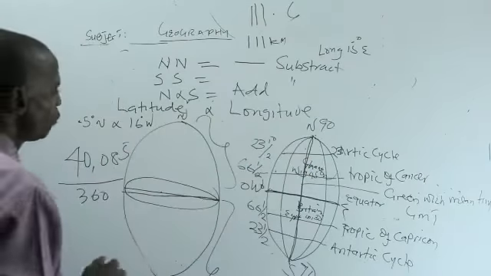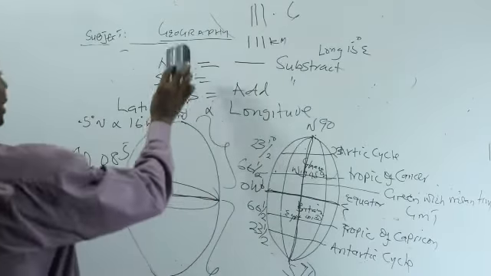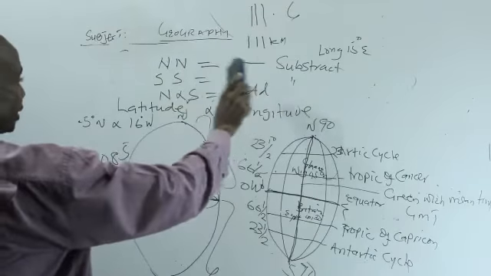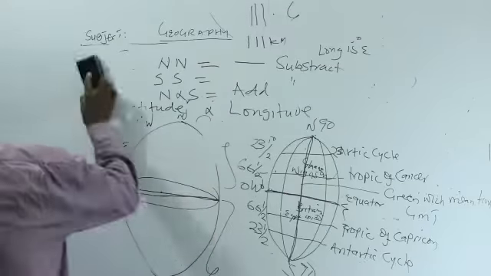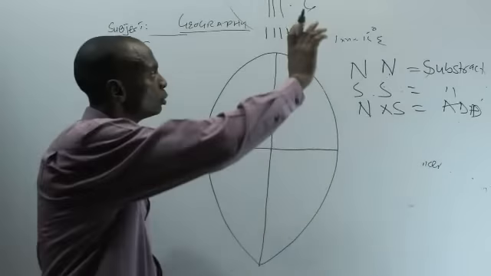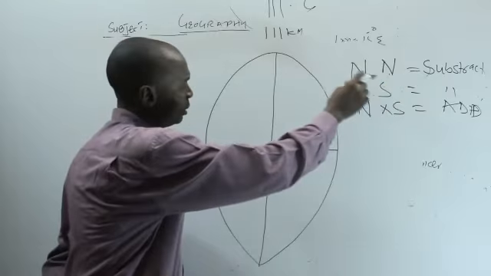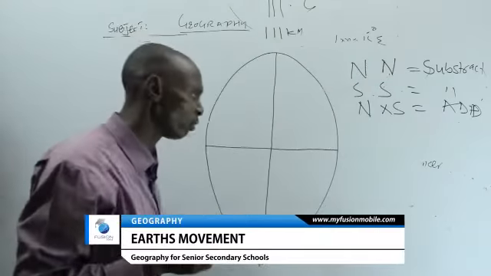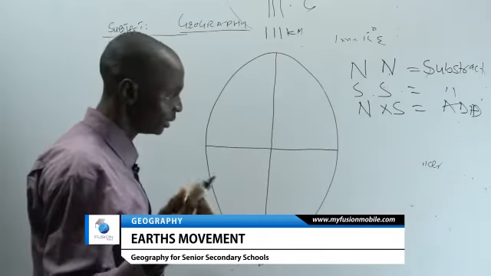Let us solve one example so that maybe you get what I'm saying very well. Remember these 3 steps. North, you subtract. South, you subtract. North and south, you do what? You add. Now let us look at this. We are going to use examples to prove how to calculate distance on the map using the lines of latitude. And let me emphasize this again.